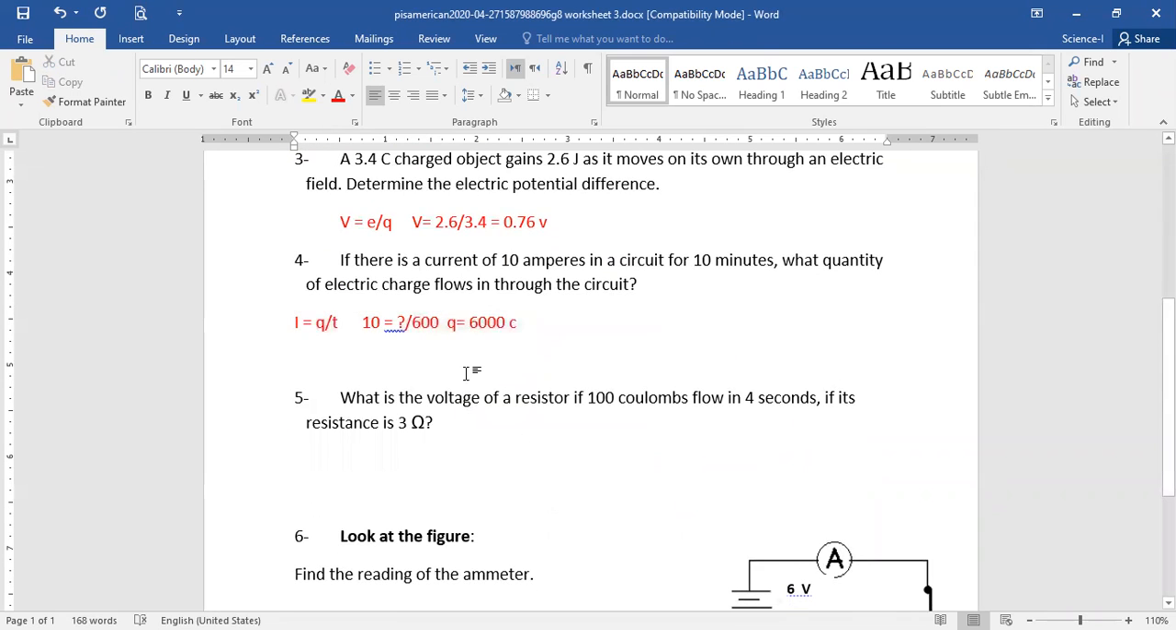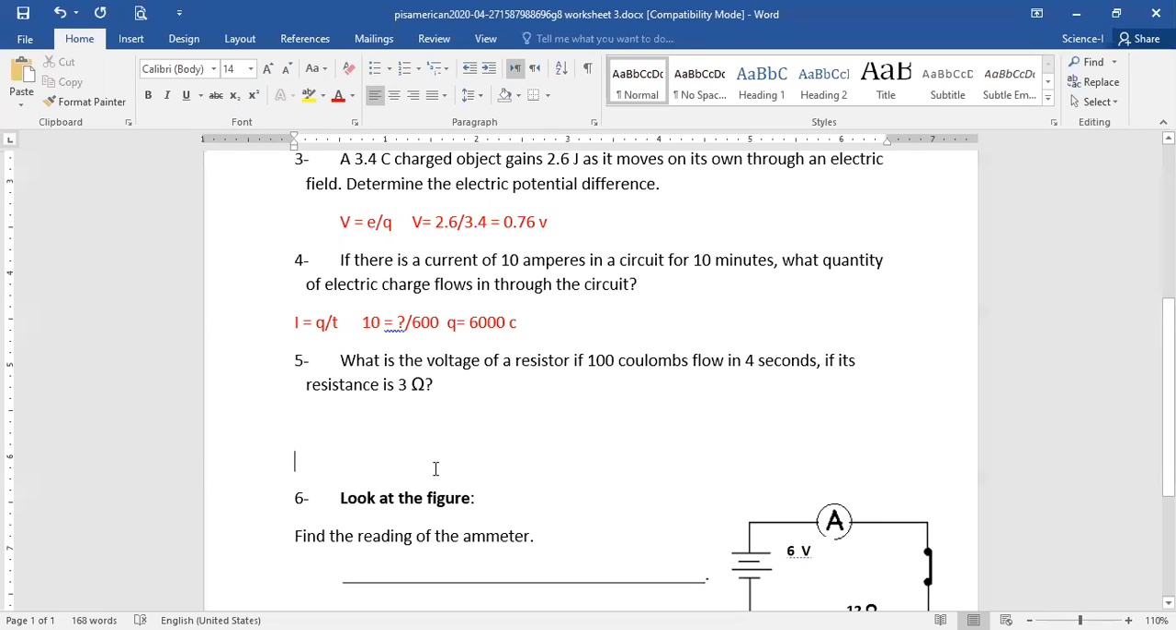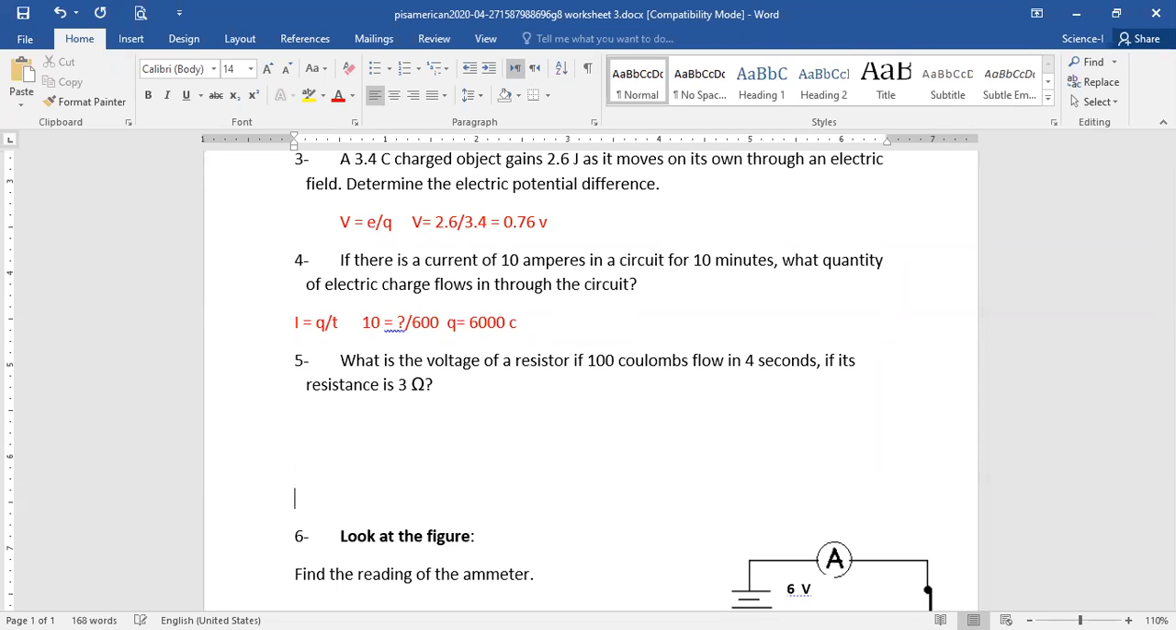Question number 5. He asks you, what is the voltage of a resistor if 100 coulombs flow in 4 seconds and its resistance is 3 ohm? So who can answer this question? He asked about voltage. He needs to know the volt. Let's find what is given and what is asked. That is the unknown, and the resistor. Here that's the Q, and that's the time, and he said that is the resistance. So I have Q, T, and R, and he is asking about V.